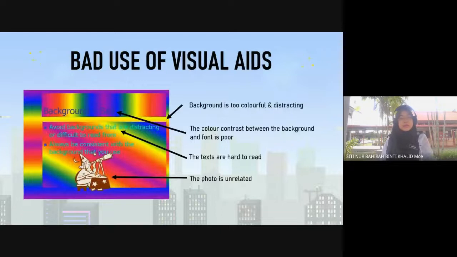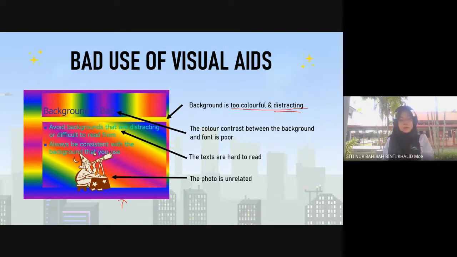Okay, next, let's look at an example of a bad use of visual aid. So this is an example of a slide. If you look at this slide, there are a few things that we need to do to actually improve it. For example, the background of this slide is too colorful, and when it's too colorful it becomes distracting, meaning it disturbs your attention.